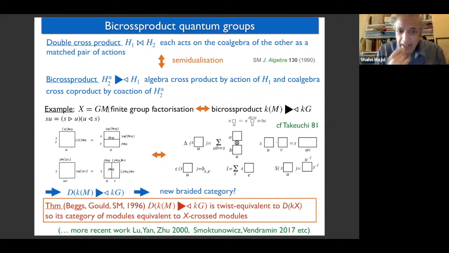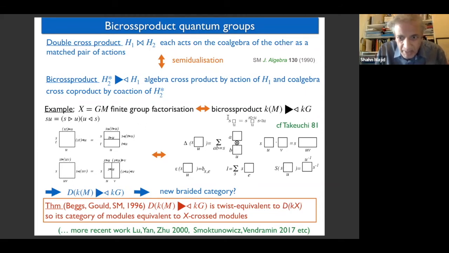uniquely, then from this factorization, you can take things in the wrong order. So S is in M and U is in G. Take them in the wrong order and reorder them using the unique factorization. And that will define these two actions. So in that way, G acts on M and M acts on G. And they will form a matched pair of actions. And what that means is best written in this diagrammatic manner.